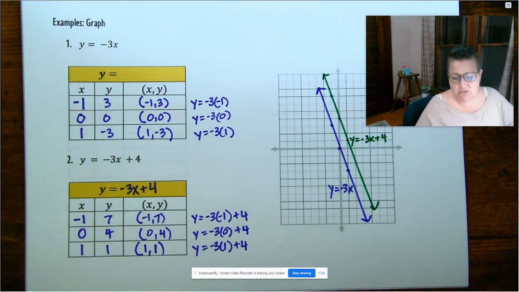And once you've looked at those, just look at the equations for a minute. Do you notice anything about the equations of those lines? That could come in handy. Okay.